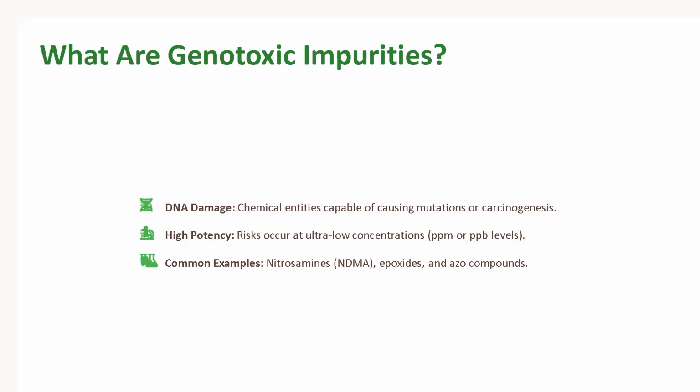Genotoxic impurities are chemical substances that can interact with DNA and cause mutations or carcinogenic effects. These compounds are particularly concerning because they can cause biological damage even at extremely low concentrations. In pharmaceutical products, the acceptable levels are often measured in parts per million or even parts per billion. Some common examples include nitrosamines such as NDMA, epoxides, and certain azo compounds. Because these molecules can potentially alter genetic material, regulatory authorities require strict monitoring and risk assessment to ensure patient safety.